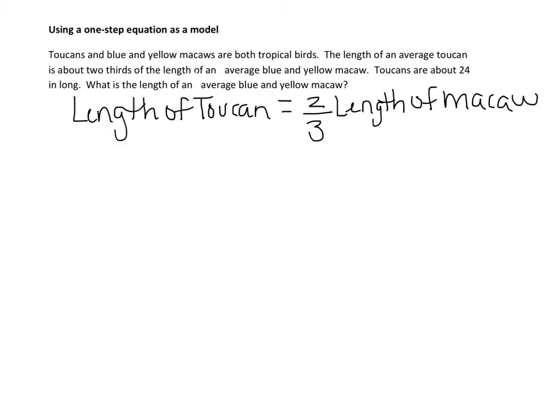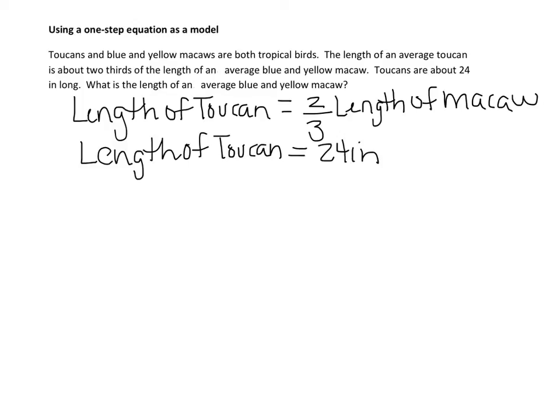The third sentence tells us that the length of the toucan is 24 inches. The fourth sentence tells us what we're looking for, which is the length of the macaw. And since that's what we're looking for, we'll call that our variable L. And when we use L as a variable, we always use the lowercase cursive so it doesn't look like the number 1.